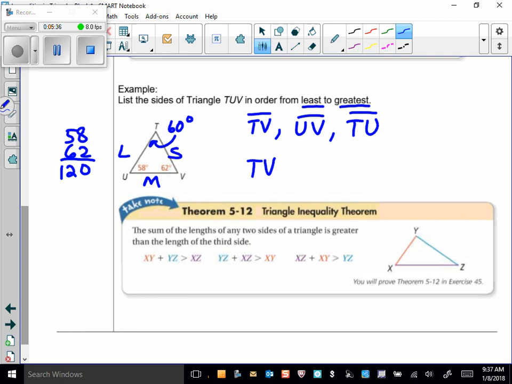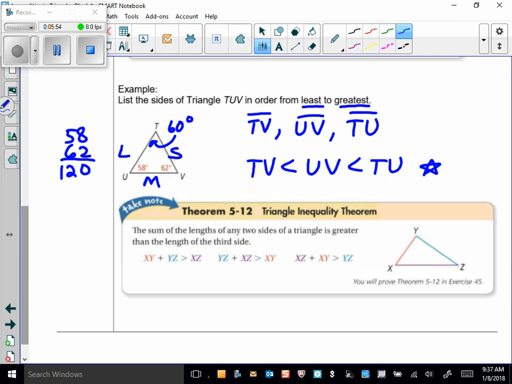I would say TV is shorter than UV, which is shorter than TU. That's another way, but remember, if you're using inequalities, we don't want the bars over the top of our letters because we're talking about lengths if we're using inequalities.